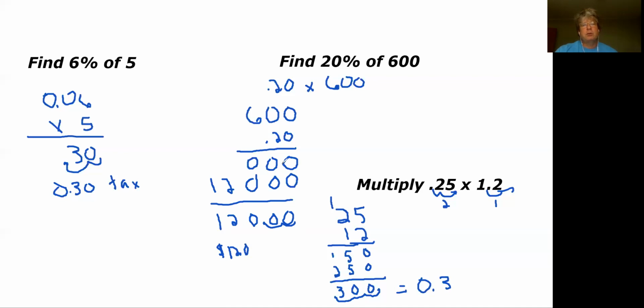So what it boils down to, when you multiply with decimals, you essentially just ignore the decimal, multiply like whole numbers, but however many decimal places you ignored, you've got to move those back into the problem. So maybe that helps out a little bit with multiplying with decimals.